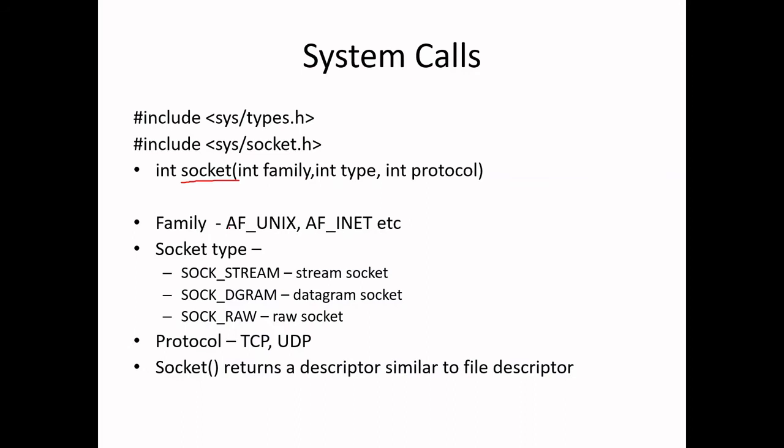Commonly used is the internet family of protocols, but you can also have the Unix family, which has a different set of system calls after the socket is created. It was used earlier, and it is a different set of protocols or system calls for communication. The family we generally use for TCP/IP based communication is AF_INET, the internet family.